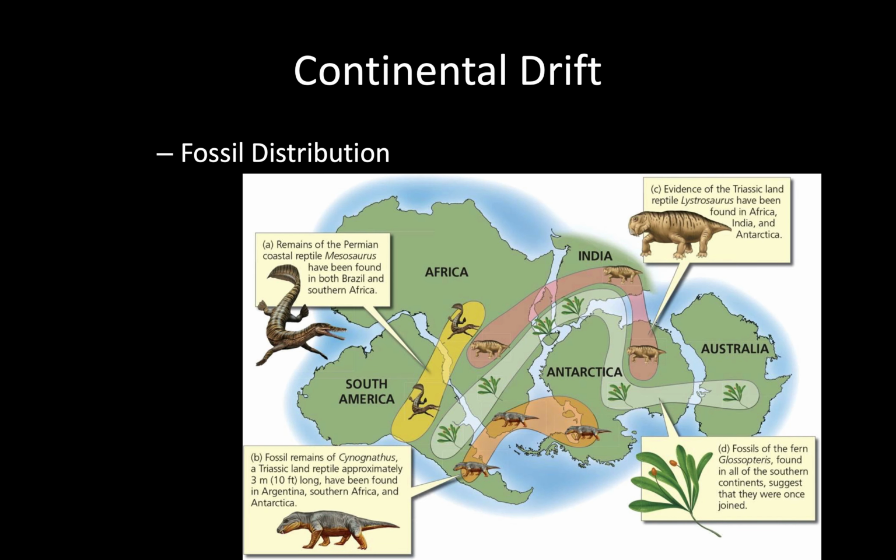We would also see something with fossil distribution. What we see are animals and plants like Glossopteris here, this fern, or Lystrosaurus, this critter here, that clearly cannot swim, being found on multiple continents. Well, that really wouldn't make sense, would it? If it can't swim, how's it getting from place to place? Well, there's not really a whole lot of information unless these continents were connected.